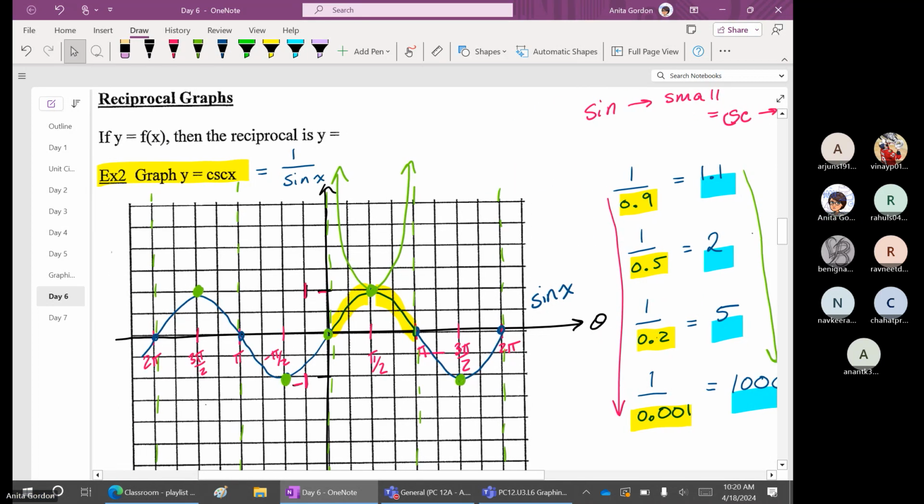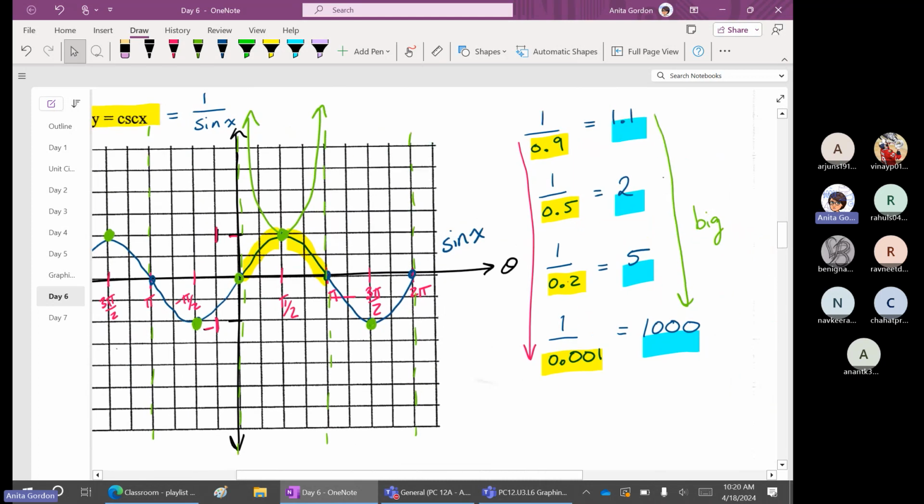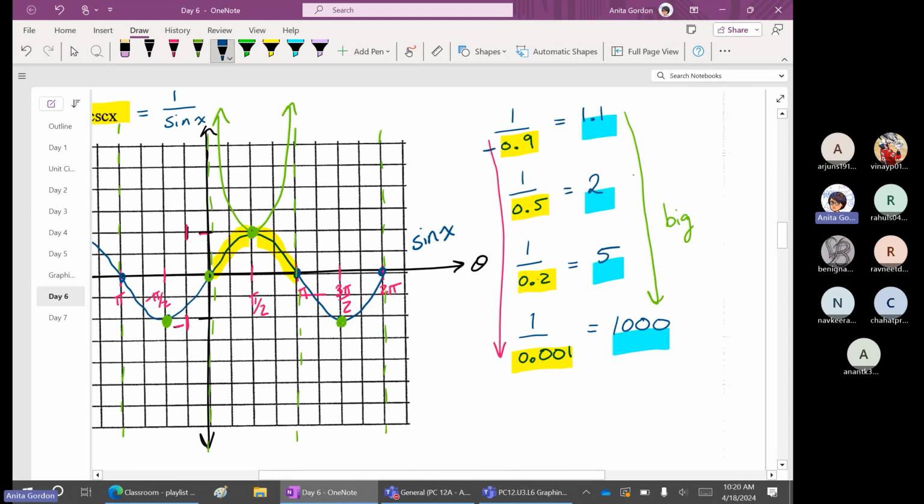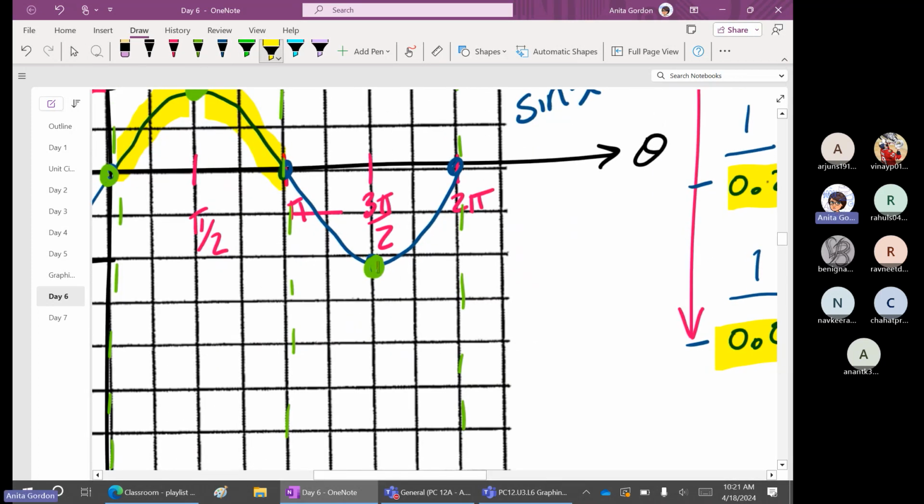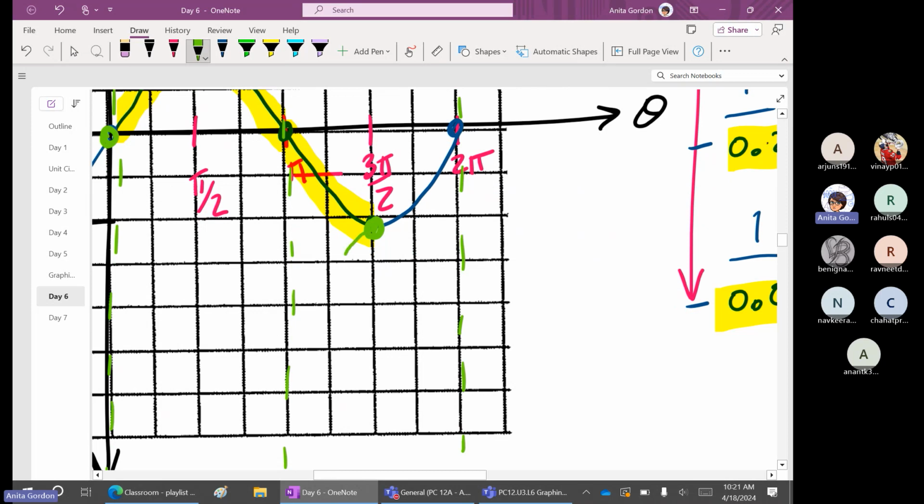Okay. Now at the bottom, if I make all of these numbers negative, what's going to happen to the other side? Will the numbers change? No, but they will become negative, right? So if the sine values are negative, then the cosecant values are negative too. So that means here, from negative 1, sine is getting close to 0, but it's negative. That means cosecant is going to go big numbers, big numbers.